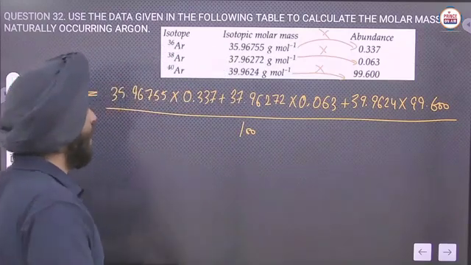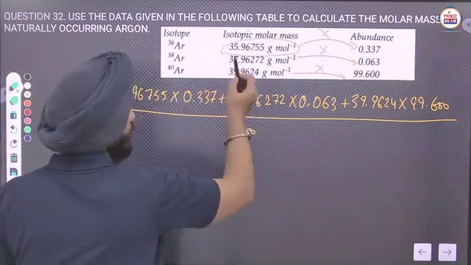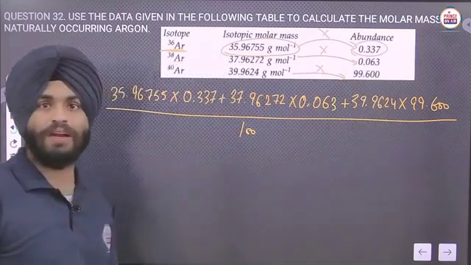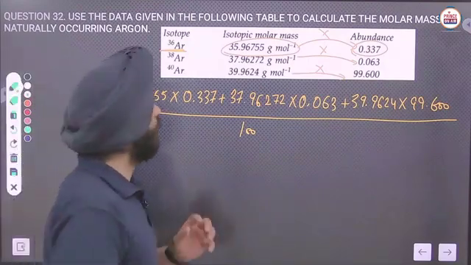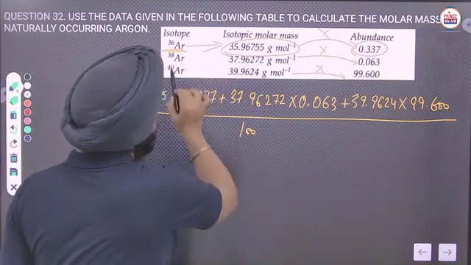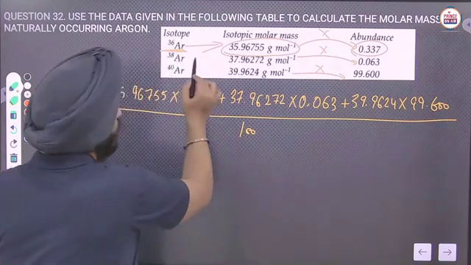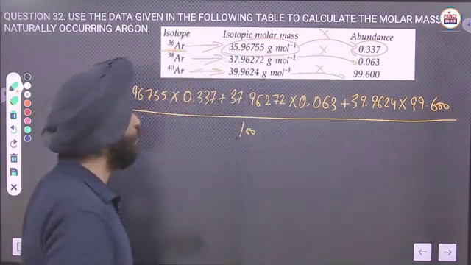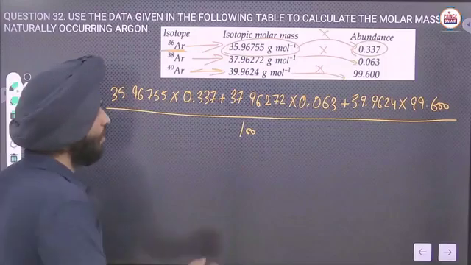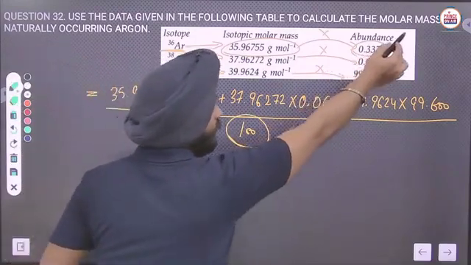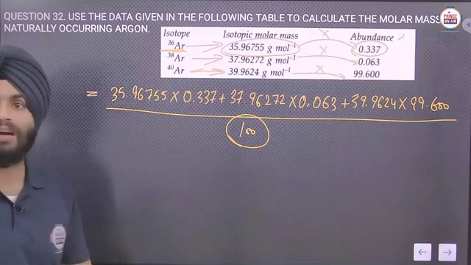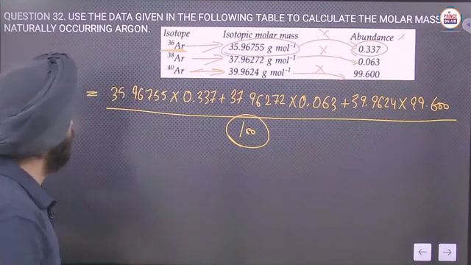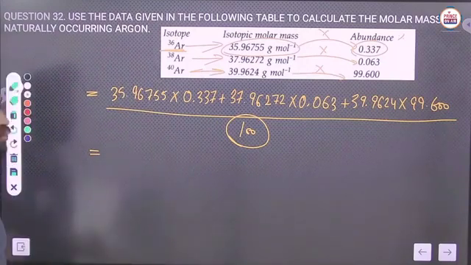All of you know that this is the atomic mass of this isotope, and if you multiply it by its abundance, you will get the total amount of argon-36 in nature. Similarly for the others. If you add all these components, the total mass of the components will come out in terms of percentage abundance, so if you divide it by 100, you will get the average atomic mass of argon here. So just try to do that calculation.